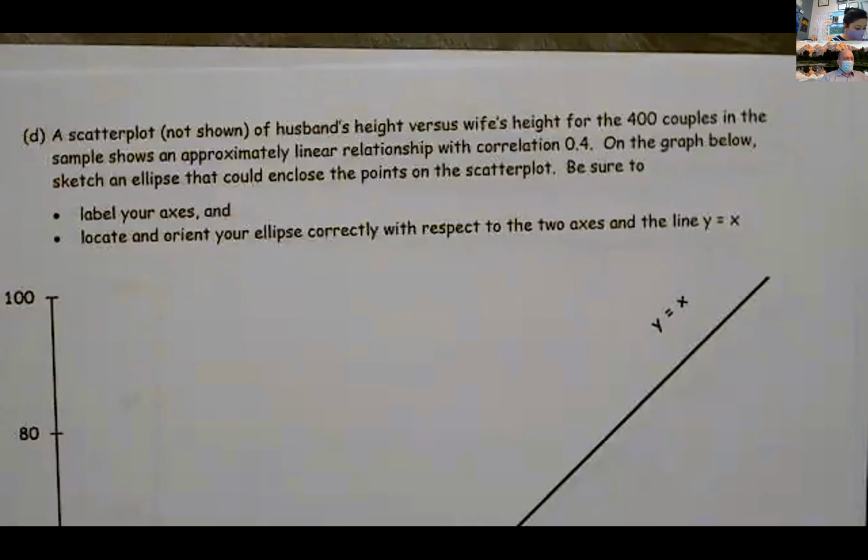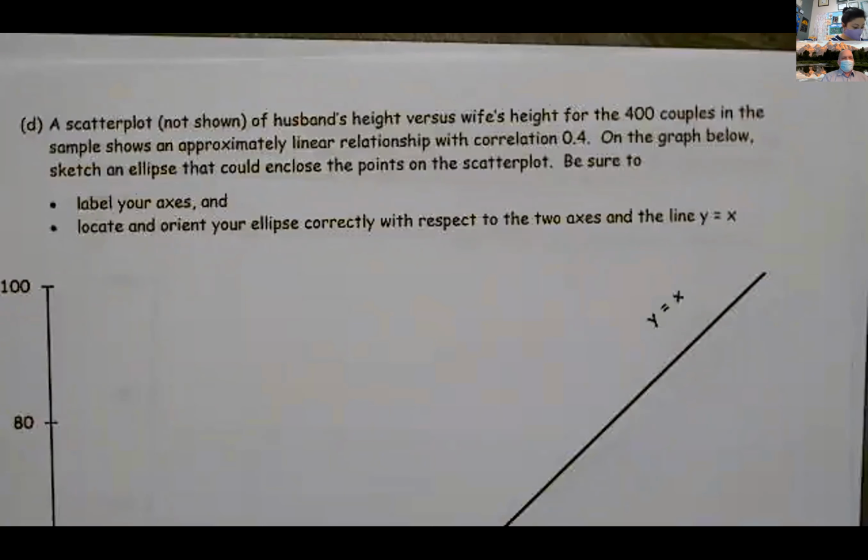So here we go. And it starts off, a scatter plot not shown of husband's height versus wife height for the 400 couples in the sample shows an approximately linear relationship with a correlation of 0.4. And I'm like, well, if the correlation is 0.4, that's not a strong correlation. That's kind of a weak correlation, but there is a correlation, but it's not very strong.